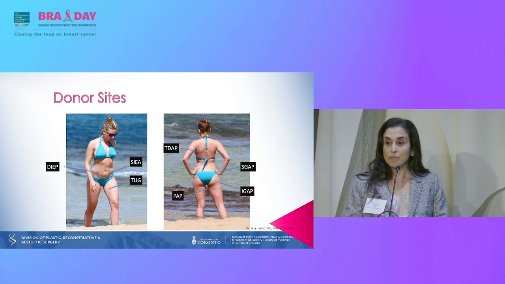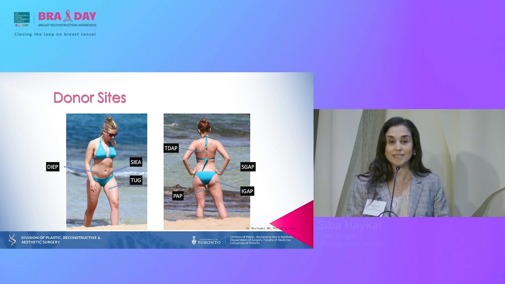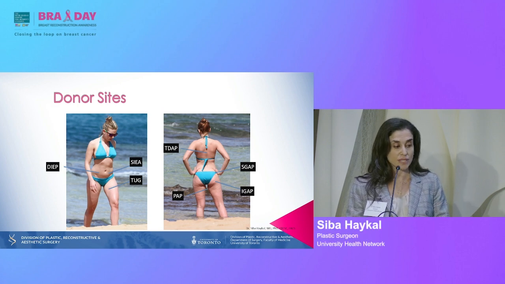The TUG flap comes from the inner thigh. The SIEA also comes from the belly. The TDAP or the latissimus dorsi comes from the back. The S-GAP or the I-GAP comes from the buttocks. And the PAP comes from the medial posterior thigh.